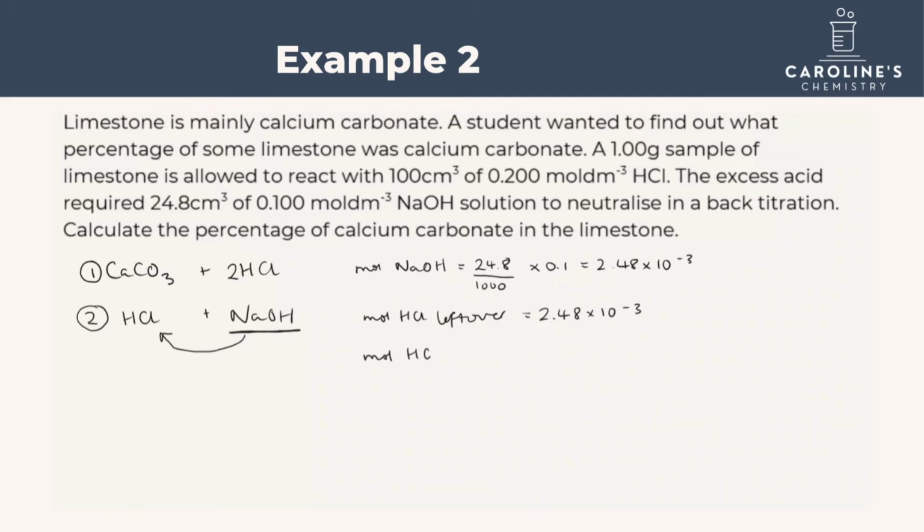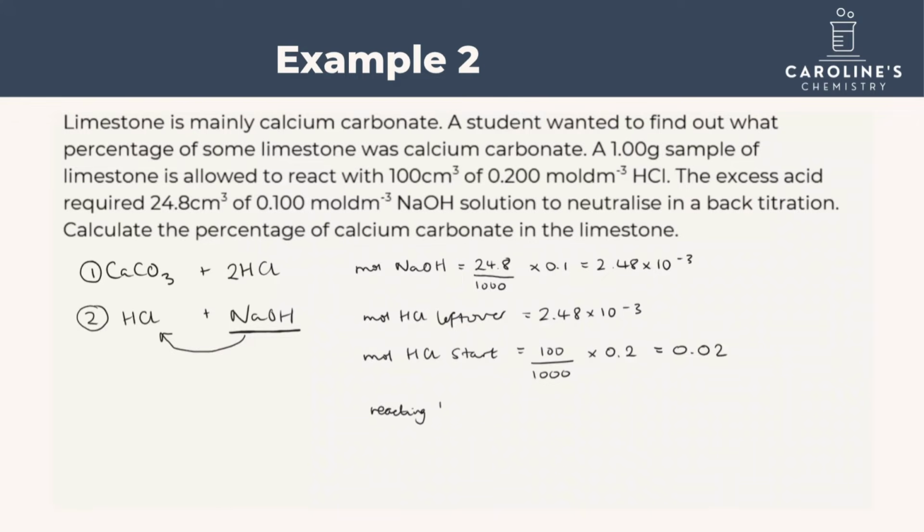Now let's work out, therefore, how much we had to start. So we're told that we had 100 centimeters cubed. Divide that by 1,000 to turn it into decimeters cubed, and times it by the concentration. So I have 0.02 moles to start off with.